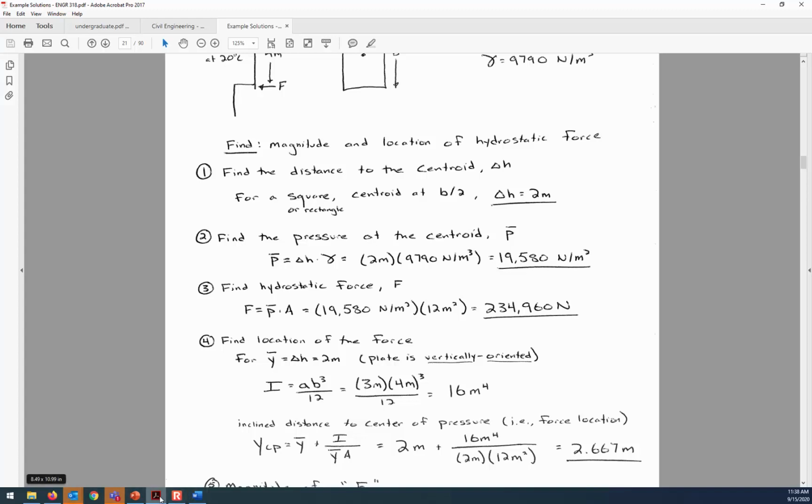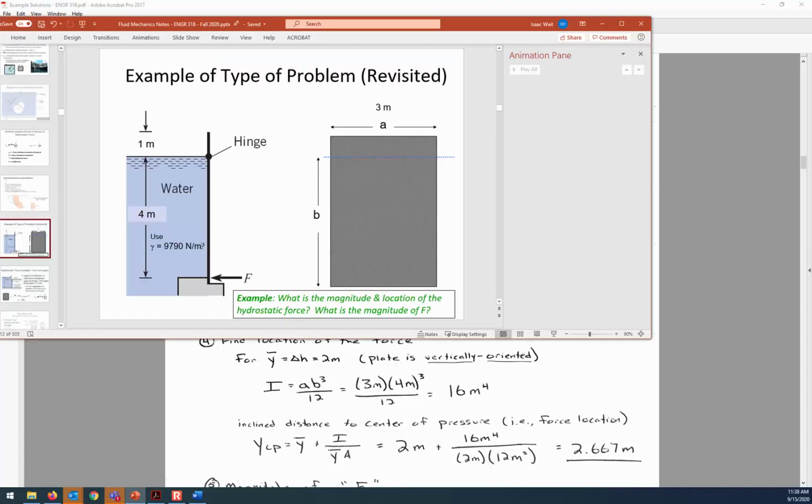All right, so now moment analysis. What we have is the hydrostatic force that is 2.67 meters down from the hinge, and so that's going to be a counterclockwise moment. The magnitude of the force multiplied by the distance is the counterclockwise moment, and then for clockwise we have F acting at a distance of 4 meters. So that's what's pushing to keep the gate closed. So is F going to be less or more than the hydrostatic force? Less. Gavin's got it right.